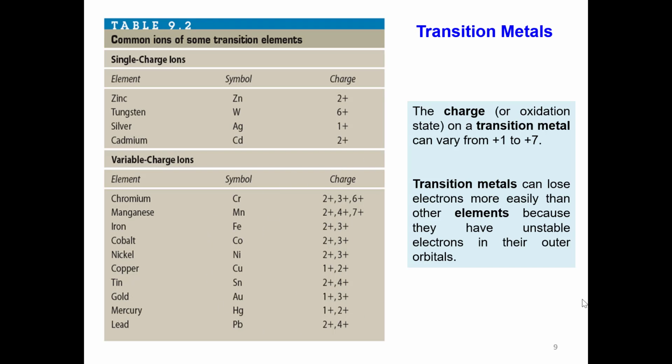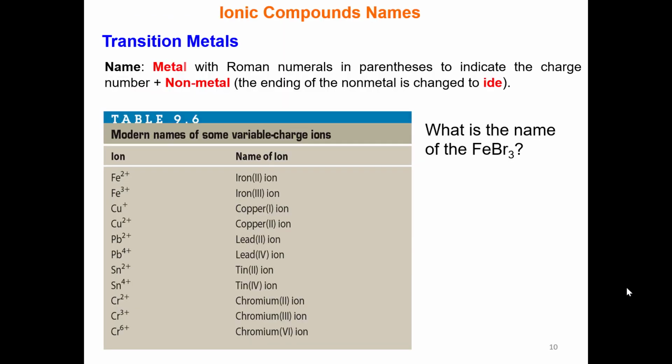In general, the charge, also called the oxidation state, of the transition metals can vary from 1 to 7. The reason for this variation in charges in the case of the transition metals is because they can lose electrons more easily than other elements, because they have unstable electrons in the outer shells. Because transition metals have more than one charge, we need to take it into account when we write the name of the ionic compound that involves transition metals.